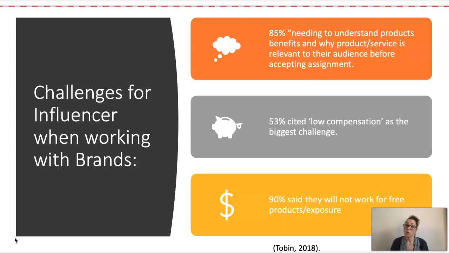53% cited low compensation as the biggest challenge. So many people who are trying to establish themselves as an influencer, making it their main income, struggle to argue their value to brands and charge what they think they're duly worth in terms of all the effort: the 8 hours a day of filming, planning, the equipment that they've bought, the consistency that they have to create with their content schedules.